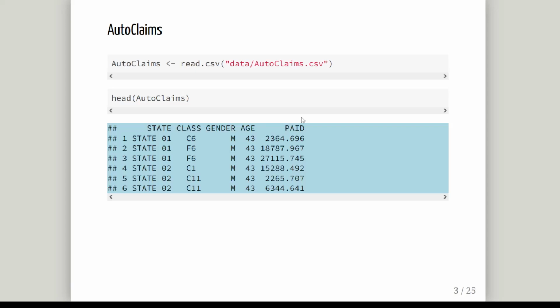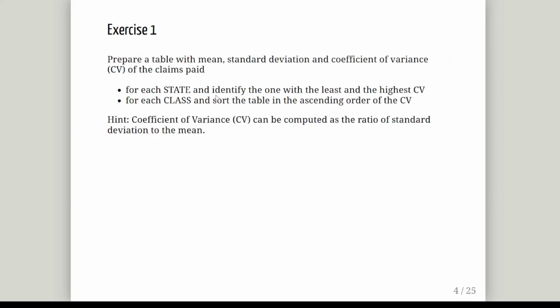So essentially what I have to do is read it in. I have it contained in a subfolder called data, autoclaims.csv. So the subfolder it's in, and the name of the CSV file, read it in using the read.csv function, and just save it as AutoClaims. Okay, and just to check that I have it in correctly and have a quick look at the general structure, I just type in head AutoClaims. That gives me a general structure of what it looks like. State, class, gender, age, and paid. So essentially insurance claims and the claim amount.